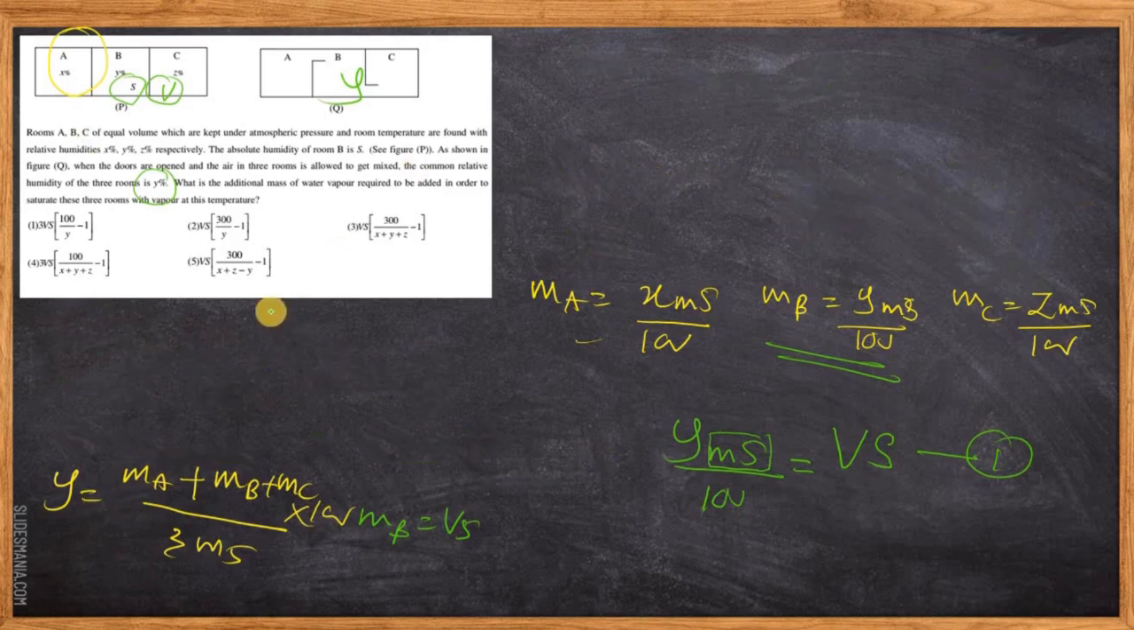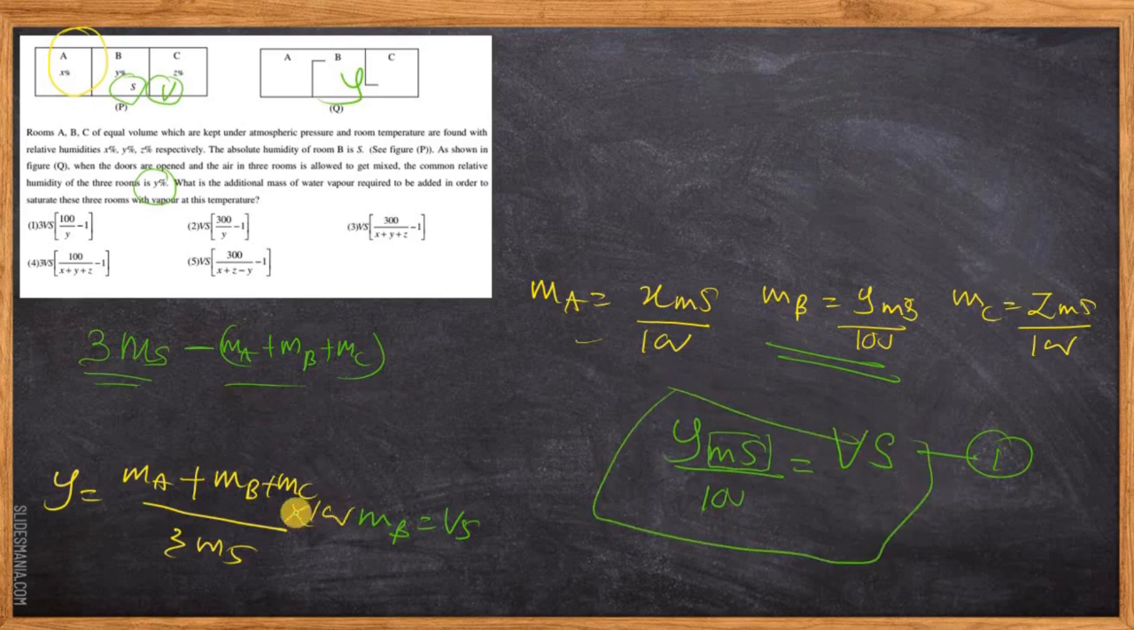They are asking what's the amount that is needed to saturate. So the saturated amount is 3 ms total saturated minus the amount that we have now, that means MA plus MB plus MC. So we have to subtract this one from this. To find MA plus MB plus MC from X, Y or Z, that's our thing. So I'm going to use this data here. MA is basically this.